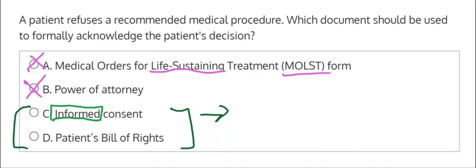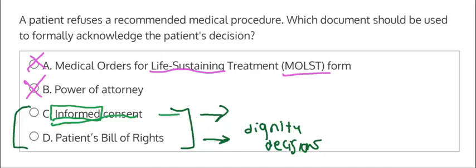And with the Bill of Rights, those are the set of what the patient should be aware of for what they have the right to do. So they have the right to dignity, they have the right to make their own decisions. So you might feel like you're not sure between these two. Now, something to keep in mind is that the informed consent is actually part of the patient Bill of Rights. In their Bill of Rights, they have the right to an informed consent.